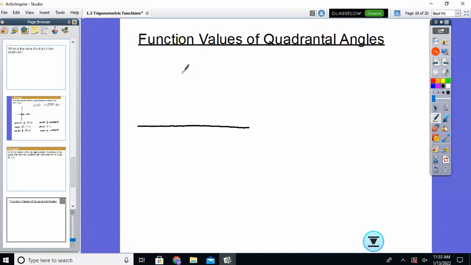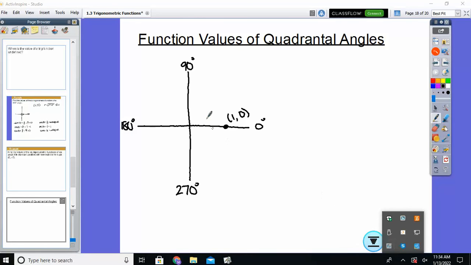So let's extend that and talk about all the quadrantal angles. So this is my 0, 90, 180, 270, and we know we can keep going around and get coterminal angles by adding or subtracting 360. So we just talked about if you were at 360, which is the same as 0, we used our x is 1, our y is 0, and then r turns out to be 1.